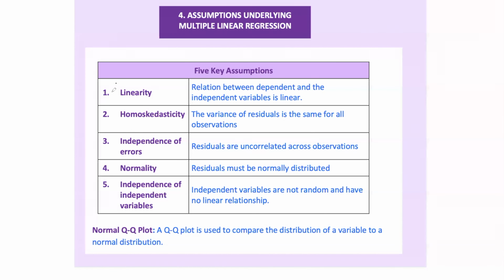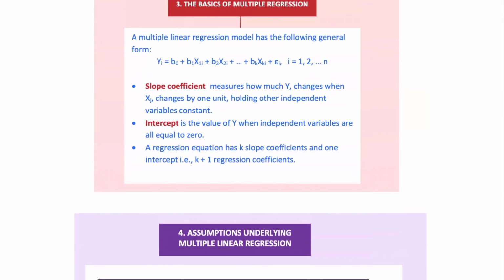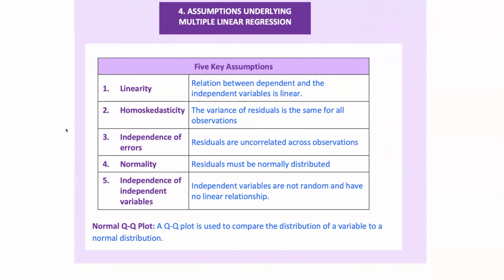Number one is linearity. This means that the relationship between your outcome and each factor should be straight and consistent. This means that the relationship between the dependent variable y and the independent variables x1, x2 till xk must be linear. Imagine drawing a straight line through a scatter plot of your data. If the relationship curves or zigzags, the linearity assumption might be violated.